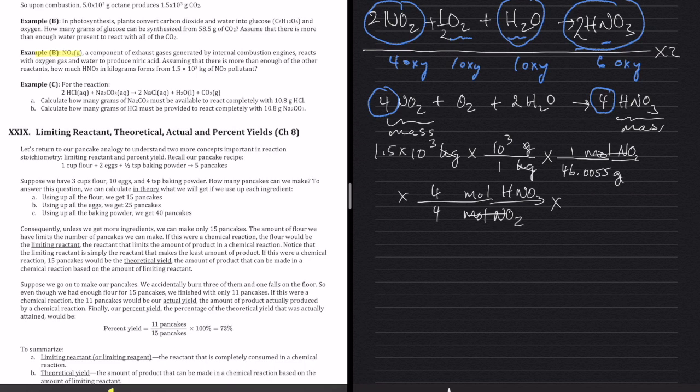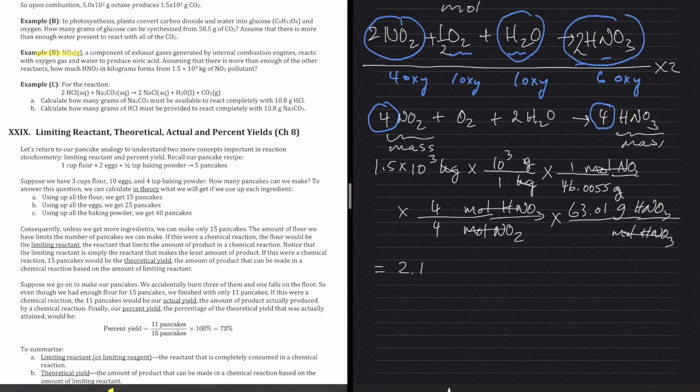Once I have that, my last step is to convert the moles of HNO3, I want to cancel that out, to the grams of HNO3. And as you can see, given that unit, grams per mole, that's just the molar mass of HNO3, which ends up being 63.01 grams per mole. If I multiply all this across, I end up getting 2.1 times 10 to the 6 grams of HNO3. The question itself asks me to find the mass in kilograms. So the last step is to convert this back to kilograms. And that would mean my answer would be 2.1 times 10 to the third kilograms of HNO3.